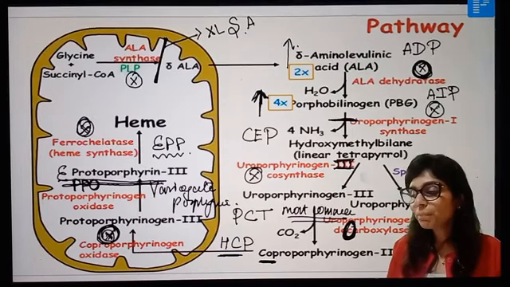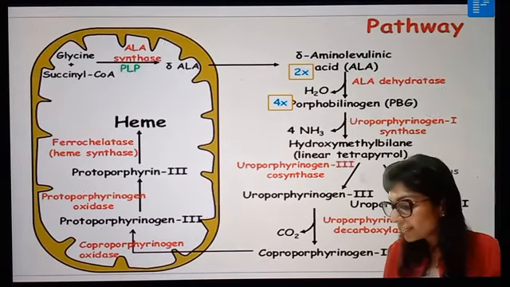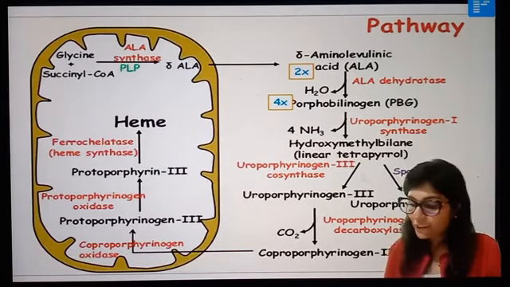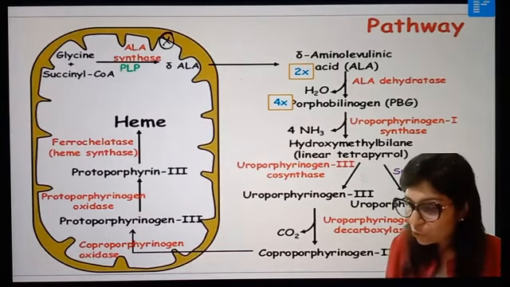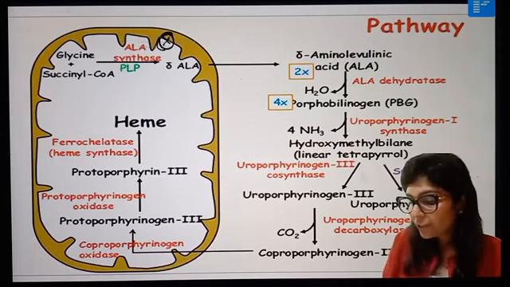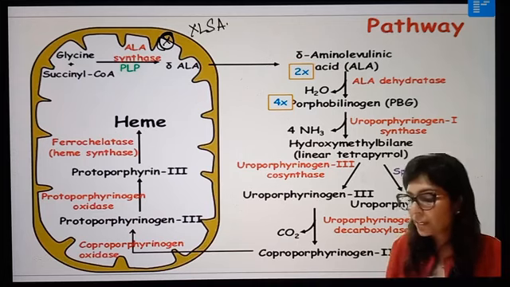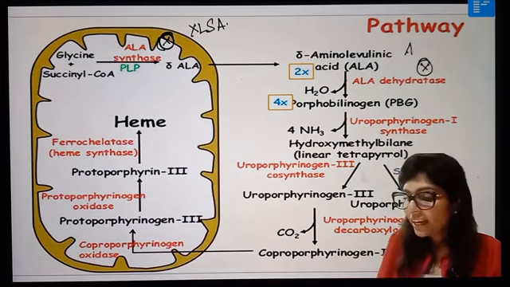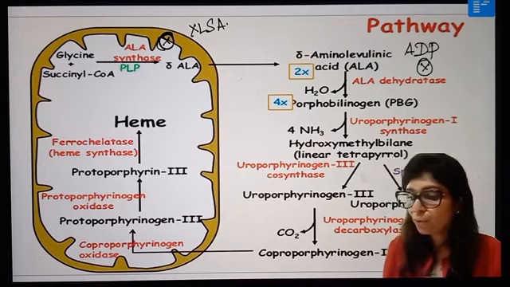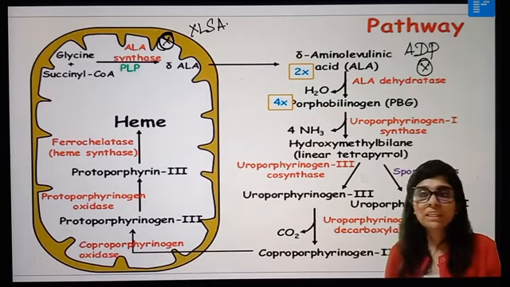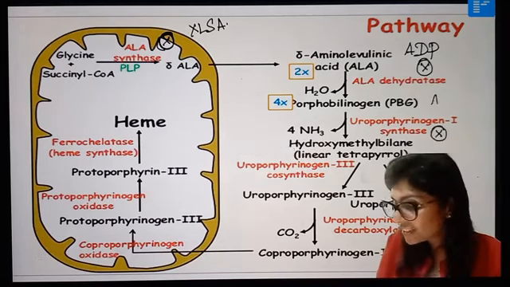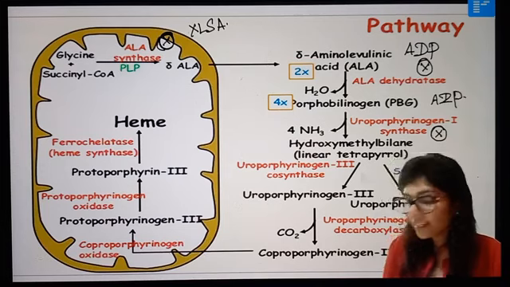So I am going to repeat all these names with your help. I want all of you to repeat it along with me. Tell me, what if ALA synthase 2 is defective? When ALA synthase 2 is defective, it is called X-linked sideroblastic anemia. ALA dehydratase defect causes ALA dehydratase defective porphyria, ADP. Uroporphyrinogen 1 synthase defect causes acute intermittent porphyria.